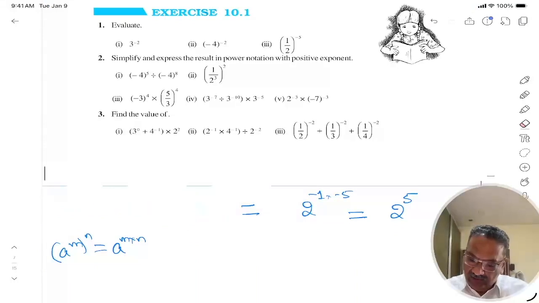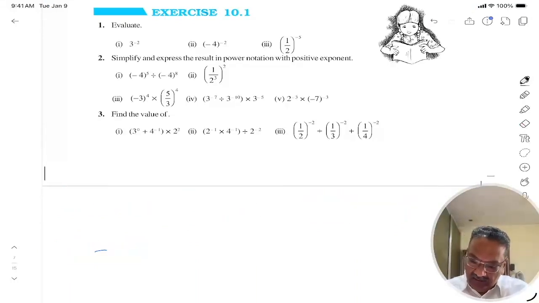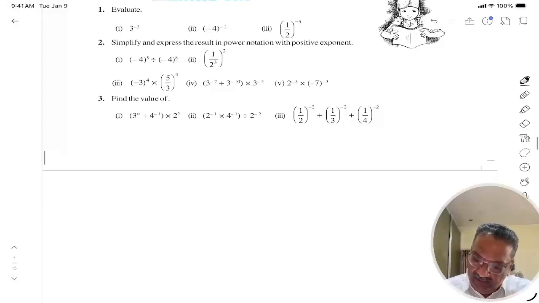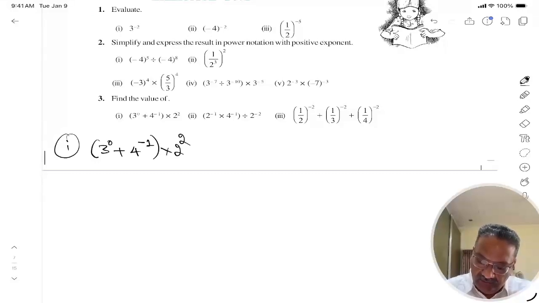Next, the third question, third main, we have: find the value of the first one, 3 to the power of 0 plus 4 to the power of minus 1 into 2 square. Okay, so we have 3 to the power of 0. We know a to the power of 0 is equal to 1.